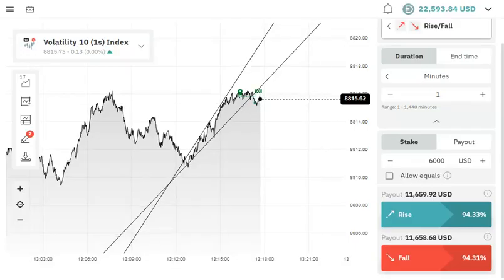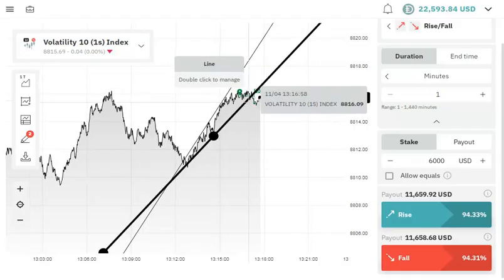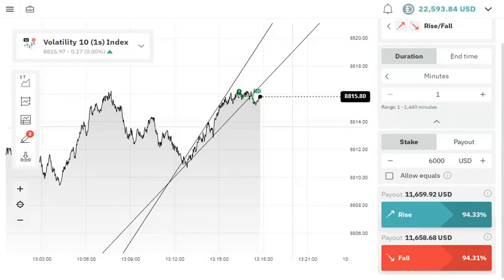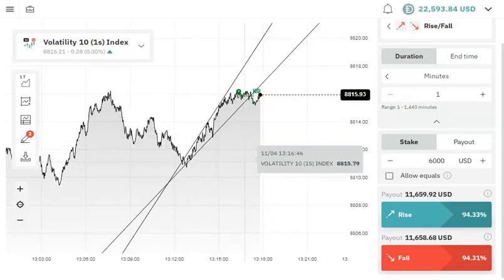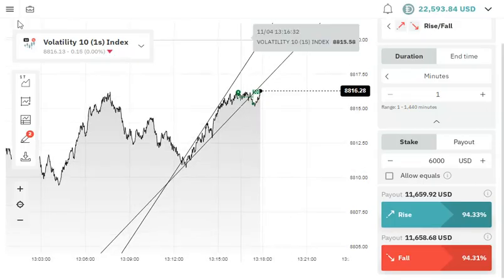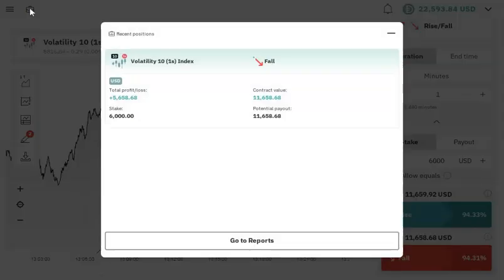And yes, we won that trade. Frequency in FX won that trade. And look at it, our portfolio increased.